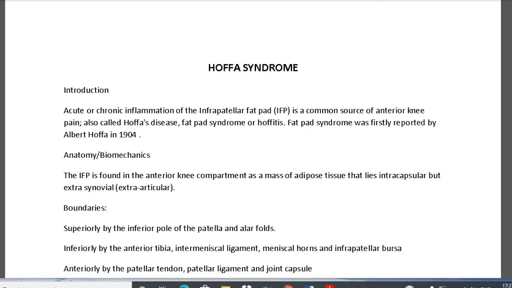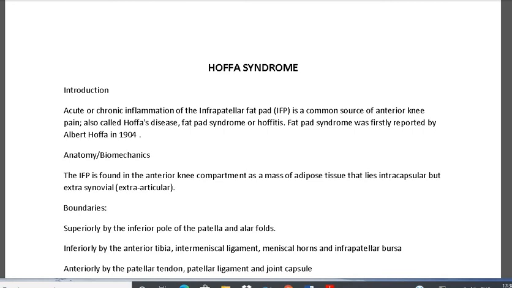So our next topic, which we are going to discuss, is called the Hoffa syndrome, or the Hoffa Pad syndrome, or the Hoffa Pad impingement syndrome. It is an acute or chronic inflammation of the infrapatellar fat pad, and it is a common source of anterior knee pain, also known as Hoffa's disease, fat pad syndrome, or Hoffaitis. It was first reported by Albert Hoffa in 1904, so that is why it is called Hoffa syndrome.